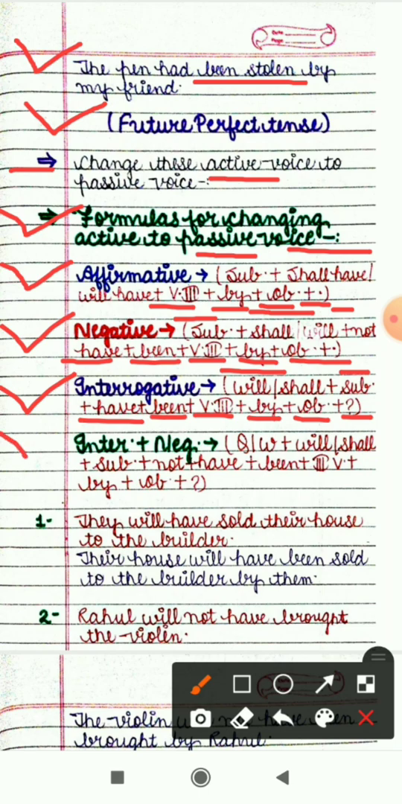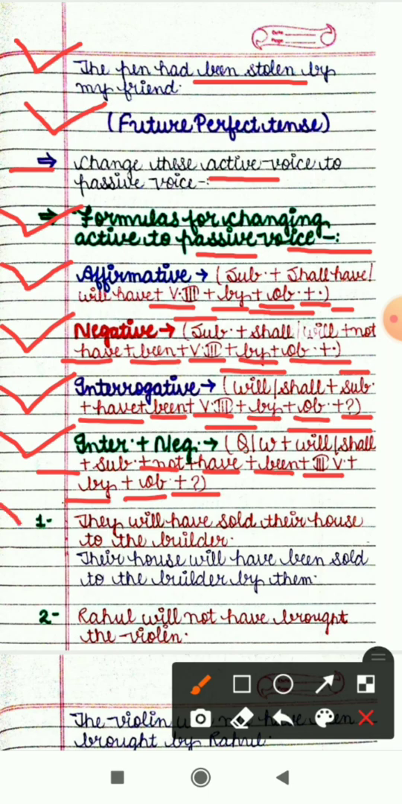Last formula is of interrogative plus negative sentences which have question words also. So question words will remain same at their places. Will and shall according to the new subject, then new subject, then not, have, been, third form of verb, by, new object, and in the last question mark. Now let's see the sentences of future perfect tense which we have to change into passive voice.